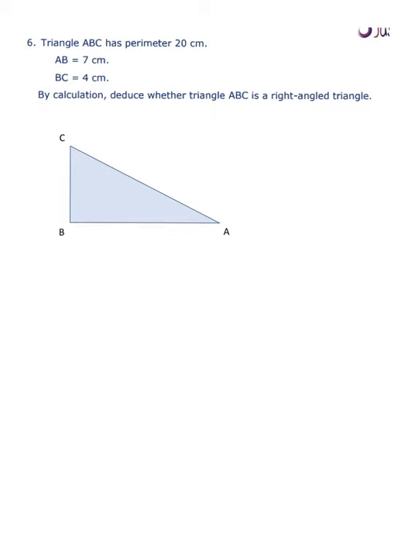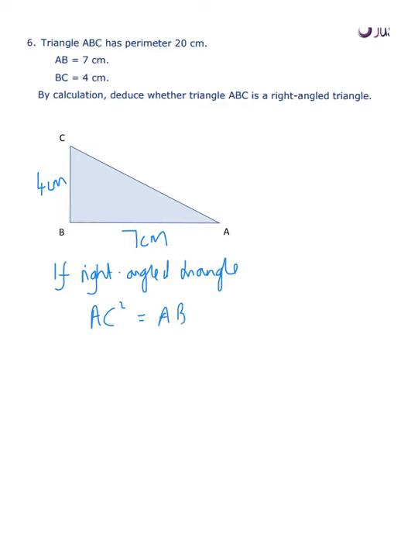In this example, we're told that triangle ABC has a perimeter of 20 centimetres. We're told that AB is 7 centimetres, so I will write that in, and BC is 4 centimetres. By calculation, deduce whether ABC is a right angled triangle. Now, if it was a right angled triangle, then AC squared would equal AB squared plus BC squared.